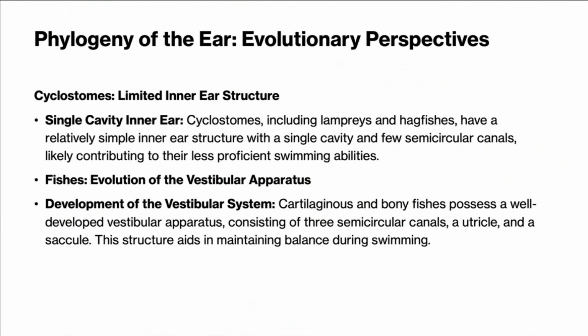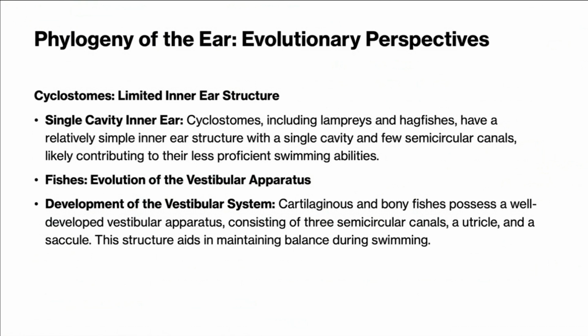The agnatha, or the cyclostomes, had limited inner ear structures. The lampreys and the hagfishes have very simple inner ear structures with a single cavity and a few semicircular canals. This is basically because of their swimming. Remember we said that the ears are also important for balance. They don't really have very good swimming abilities, and because of this, their semicircular canals would be less developed.